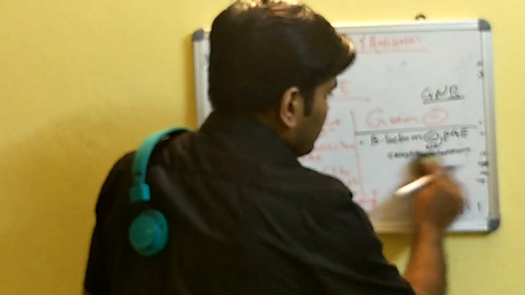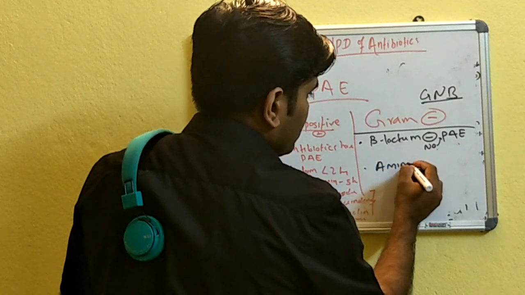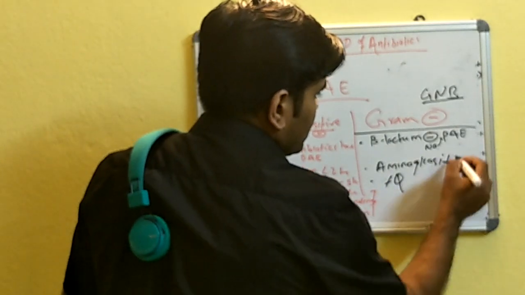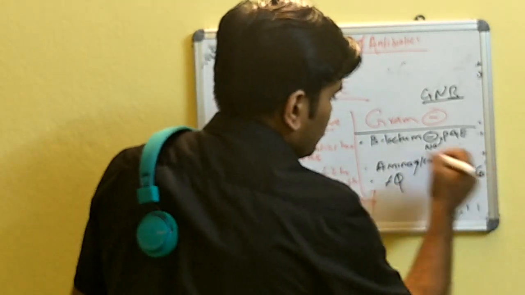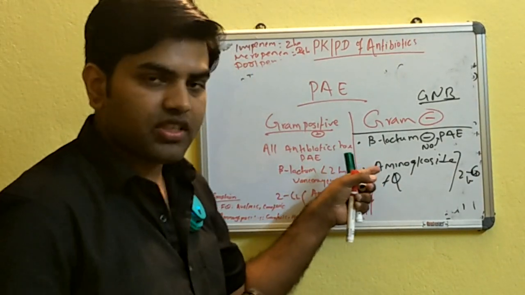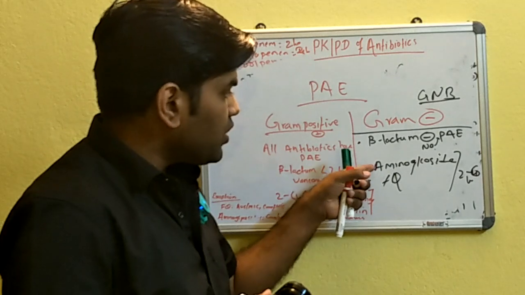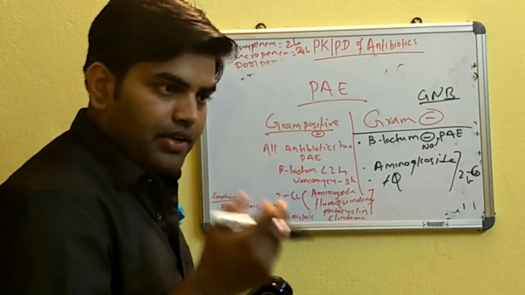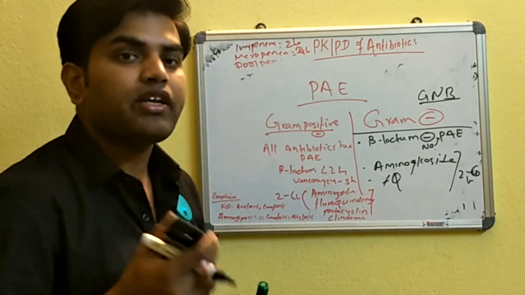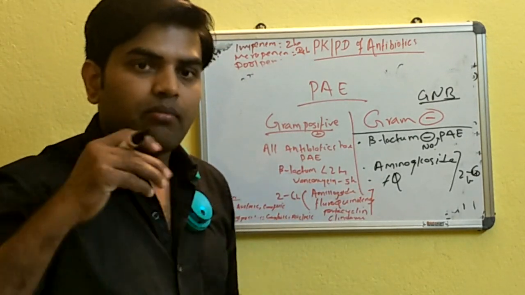Now if we talk about other groups of antibiotics, there are aminoglycosides and fluoroquinolones. These have 2 to 6 hours of post-antibiotic effect. You have to remember that aminoglycosides act as protein synthesis inhibitors, and fluoroquinolones act by inhibiting DNA gyrase. So these act on protein and nucleic material. A bacterium takes longer to regenerate protein synthesis and nucleic material in comparison to the cell wall. Because of that, the post-antibiotic effect is seen in bacteria.